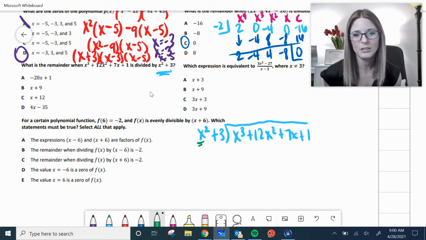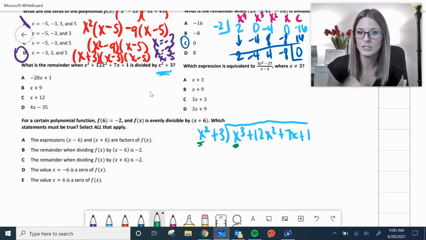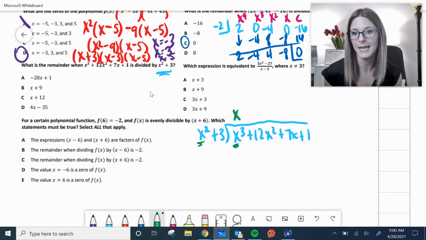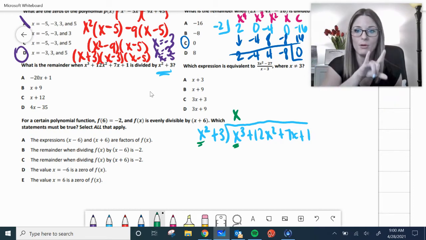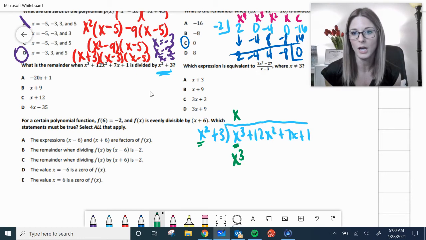Okay, here we go. You want to look at your very first two terms and ask yourself, what would I have to multiply x squared by to make it x cubed? You would have to multiply it by another x. And you're going to multiply your x on the top by both terms of your divisor. So x times x squared is x cubed. And also x times 3 is 3x.